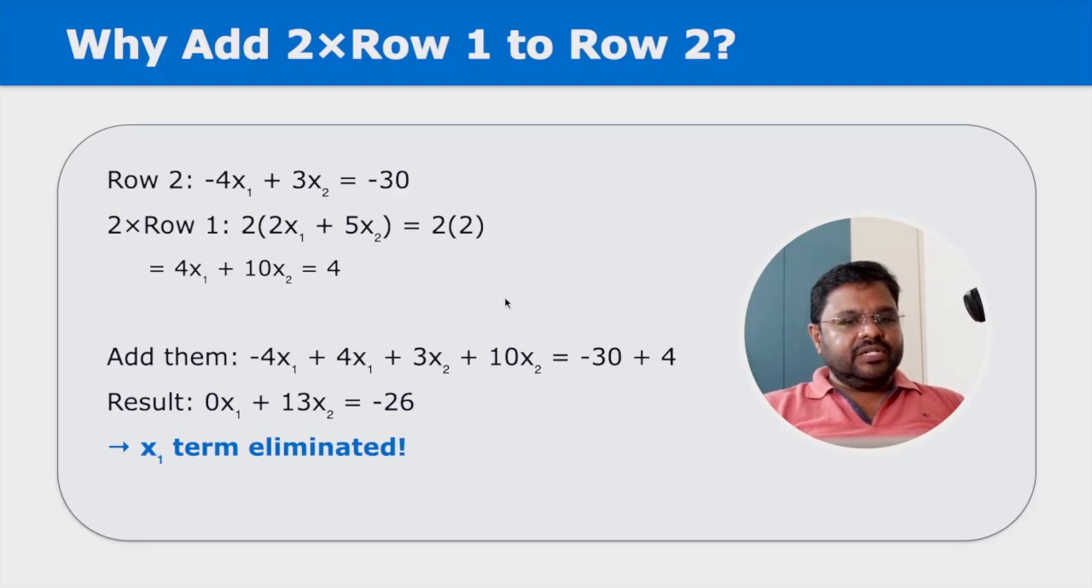How? So what we did here, we take row 2, multiply row 2 by 2, and add it to the first row. So we will get the x1 term eliminated. This is the calculation we have done here. So by doing this elementary row operation, we have eliminated what? x1 from the second equation.